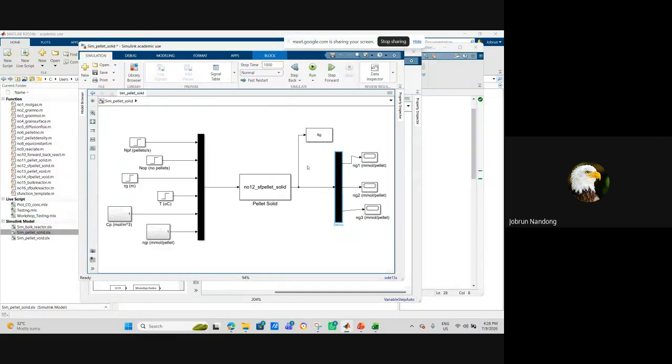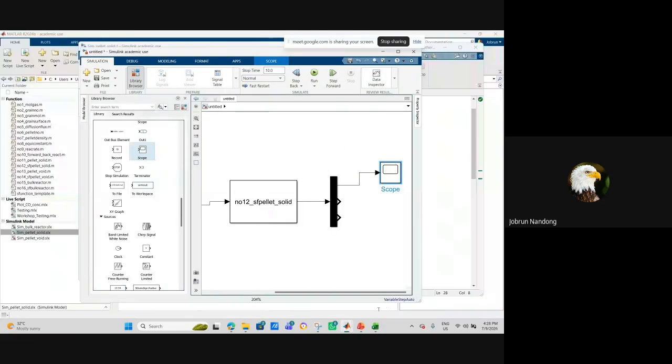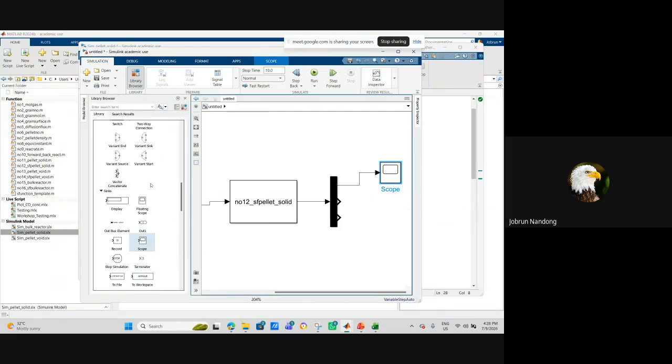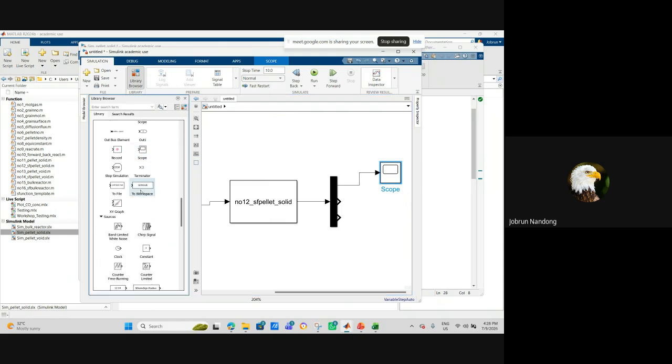Now how about this one? You want to save this data, right? So you use the workspace so that you can send this data to the workspace, and then after that you can save it. Or you can use file as well if you want to, but I prefer to use this one. So where do you get this one? I show you from here. Again, that is from the sink. You go to this one, workspace. Put it here, right?